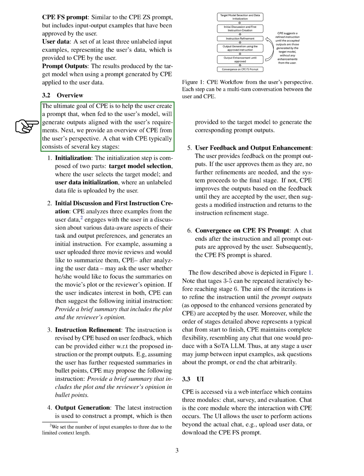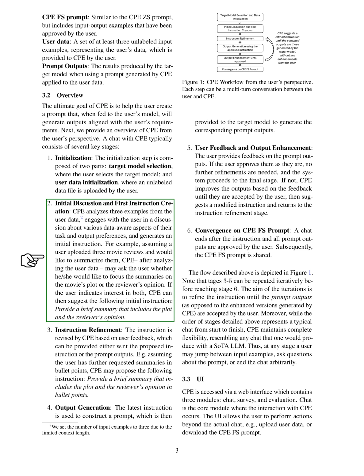1. Initialization. This step has two parts: selecting the target model and uploading the user's unlabeled data file. 2. Initial discussion and first instruction creation. We analyze 3 examples from the user data and discuss the task and output preferences with the user. For instance, if a user uploads 3 movie reviews and wants a summary, we might ask if they prefer focusing on the plot or the reviewer's opinion. If they want both, we could suggest an initial instruction like summarizing the plot and the reviewer's opinion.